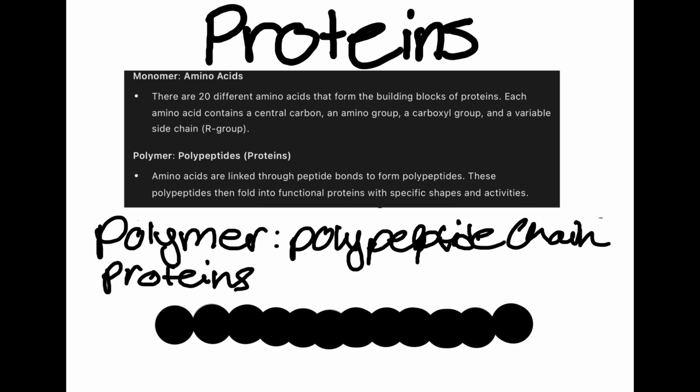Proteins. Amino acids. There are 20 different amino acids that form the building blocks of proteins. Each amino acid contains a central carbon, an amino group, a carboxyl group, and a variable side chain. Polypeptides. Amino acids are linked through peptide bonds to form polypeptides. These polypeptides then fold into functional proteins with specific shapes and activities.